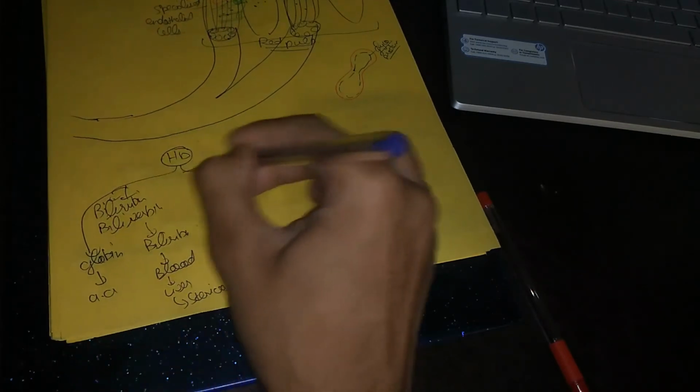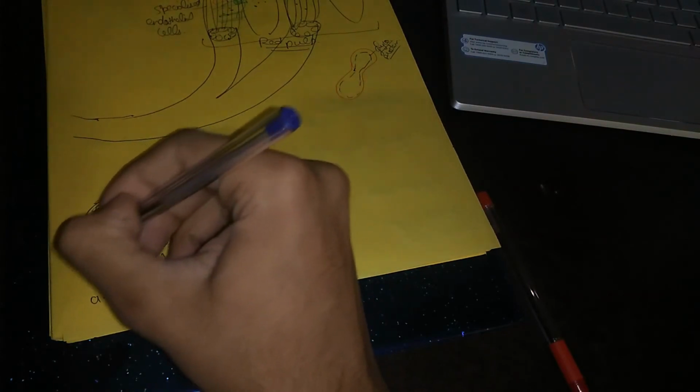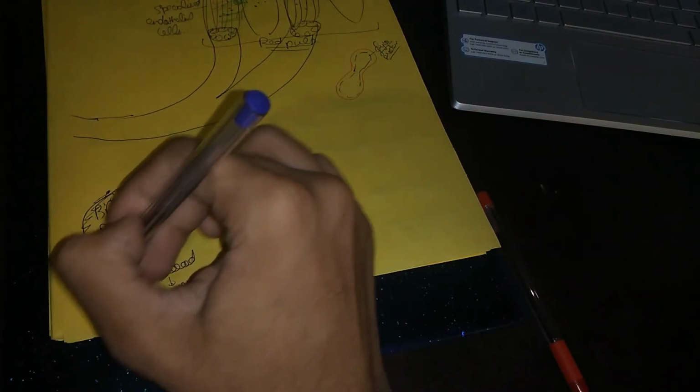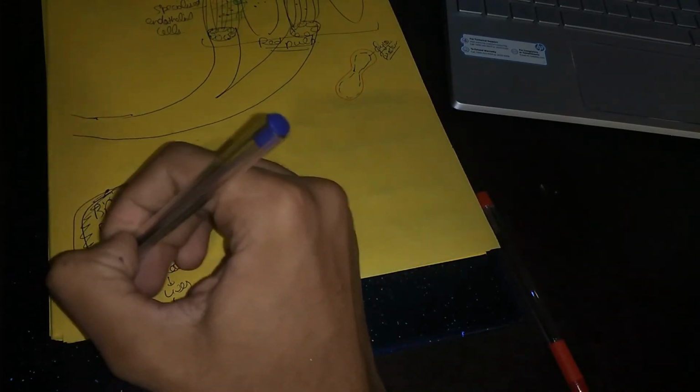Three parts. No. This is not the part of hemoglobin. Yeah, this is the part of hemoglobin. Globin will form amino acid.